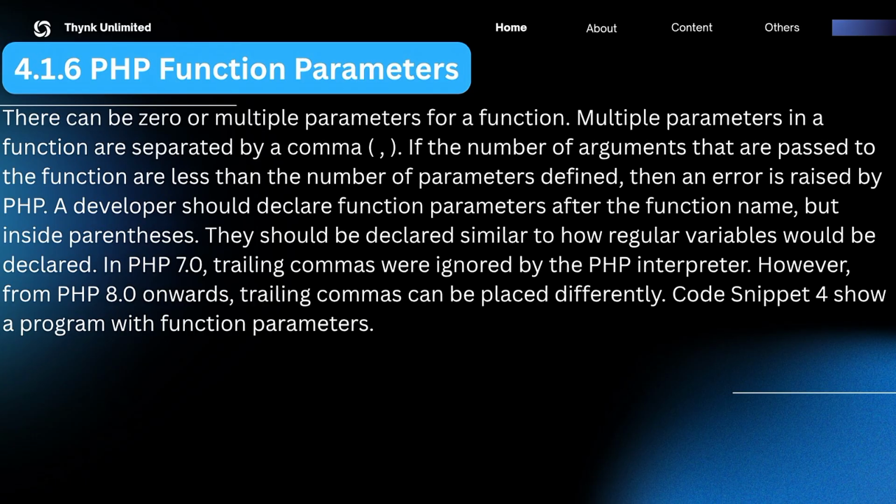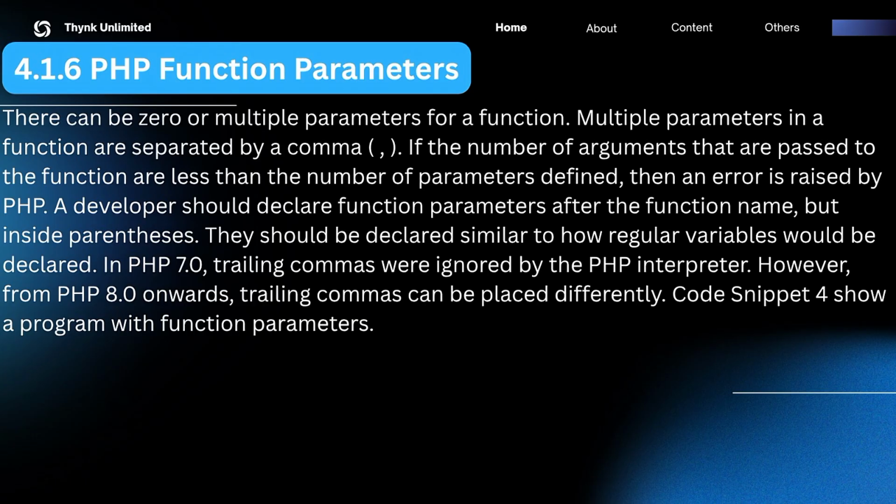In earlier versions of PHP, particularly before PHP 8.0, trailing commas in parameter lists were not supported. A trailing comma means an extra comma placed after the last parameter in the list. For example, writing function test($a, $b,) was not allowed in PHP 7.0 and would cause a syntax error. However, from PHP 8.0 onwards, this limitation was removed.